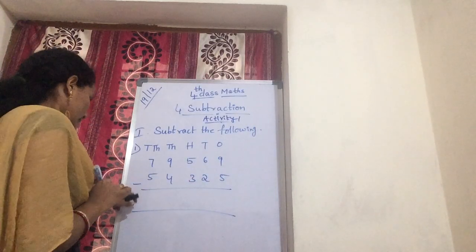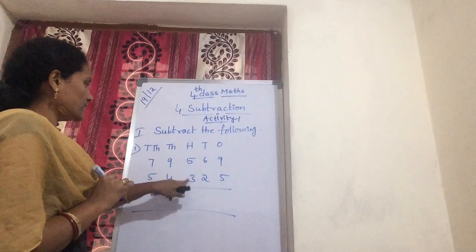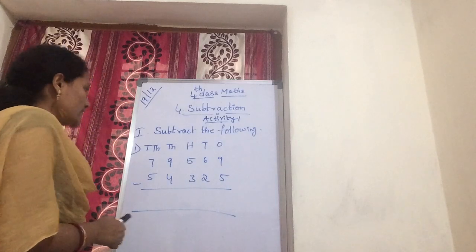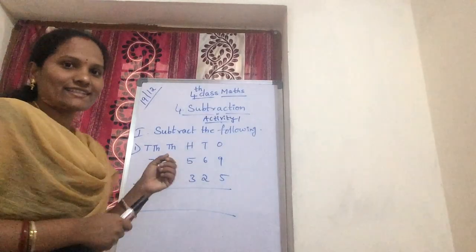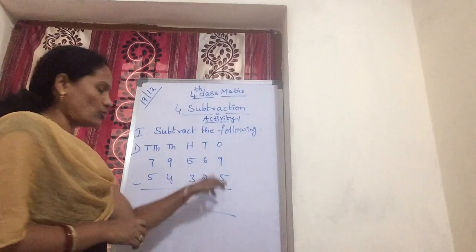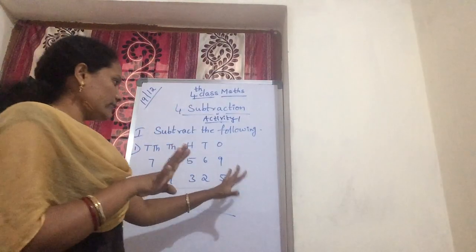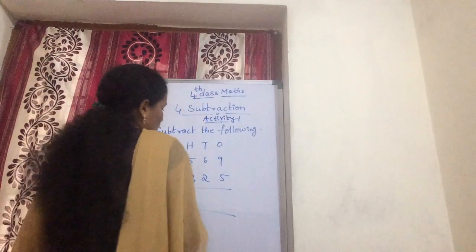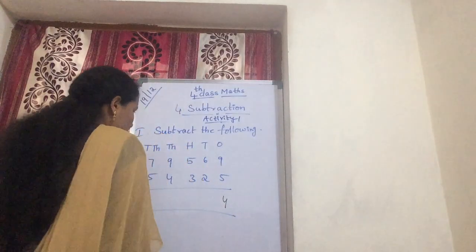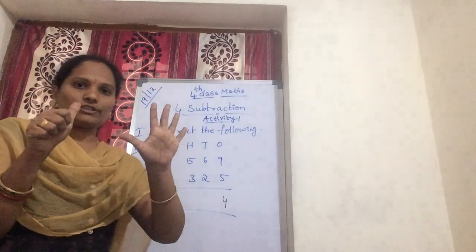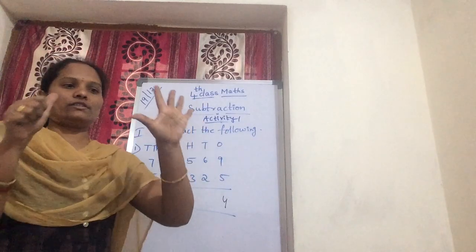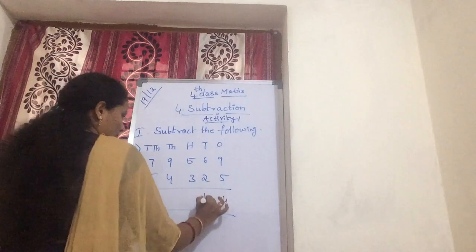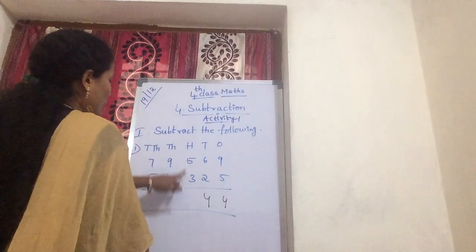79,569 minus 54,325. Okay, now starting from ones, 9 minus 5. Tell me, children, 9 minus 5. Show 9 on your fingers. You remove 5 fingers. You get 4. What is our answer? 4. Next, 6 minus 2. Show 6 on your fingers, remove 2. Still 4 you get. What is our answer? 4. Next one, 5 minus 3.